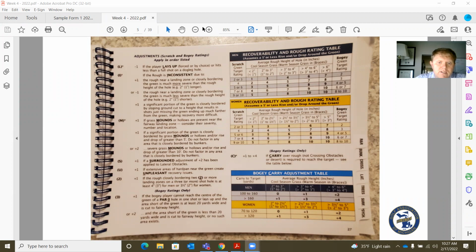So there's a question: any relationship here in R&R to closely mown areas that comes up in the rules of golf for tournament play?